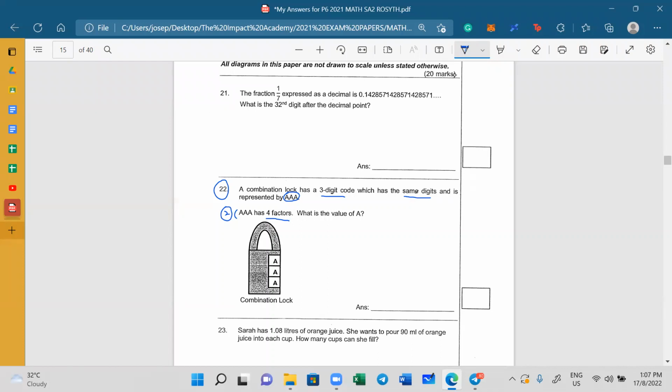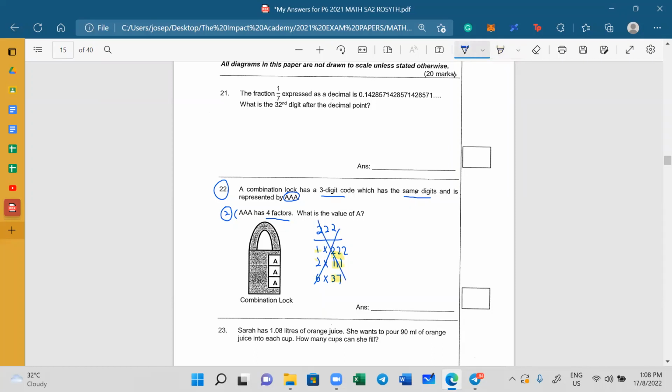Let me just give you a very simple example. Let's say AAA is 222, then AAA will have how many factors? 1 times 222. Of course, you can press your calculator. 222 divided by 2, we will go with 2 times 111. 222 divided by 3, 222 divided by 4, 222 divided by 5, 222 divided by 6, 6 times 37. Now, looking at this, there are 1, 2, 3, 4, 5, 6 factors in total.